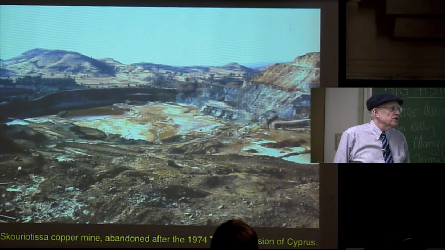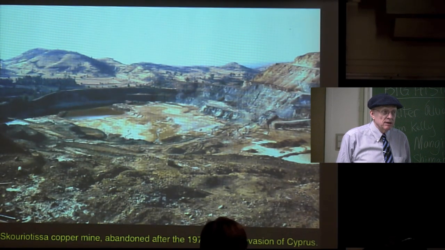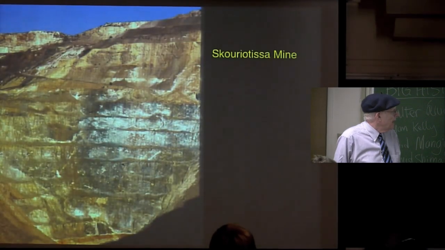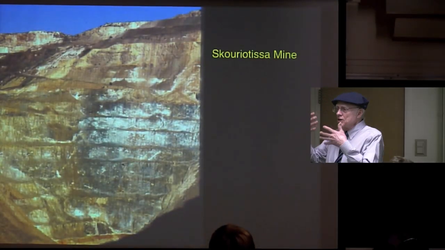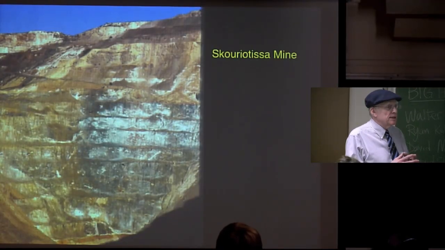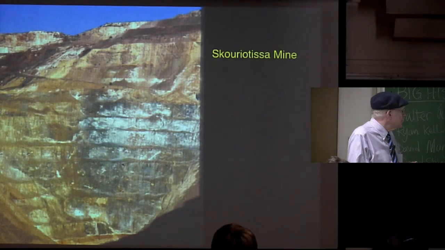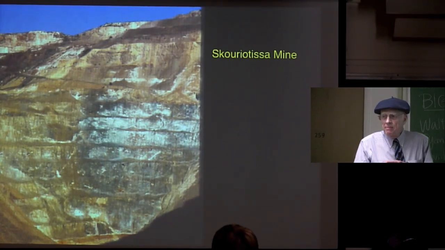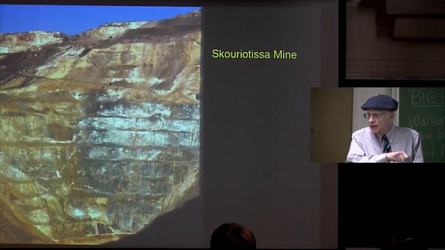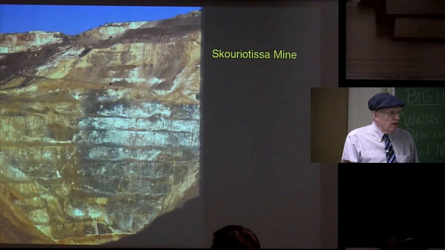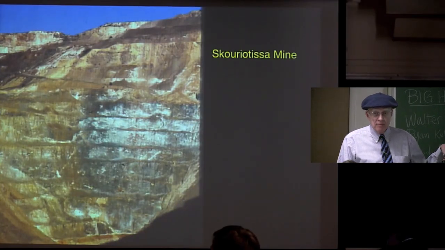geologist from Cyprus. And so this is a great open pit mine of Skouryotissa, which was worked until 1974 and then abandoned. You can see the horizontal layers on there are the remains of what the terraces were where the mining trucks would drive along. They were basically hauling the whole thing away, all of this material, to get the copper out.